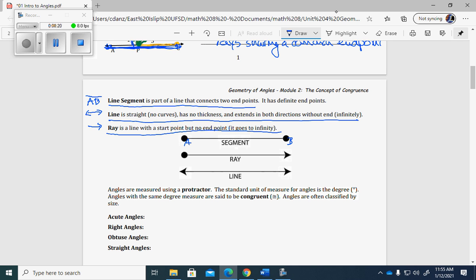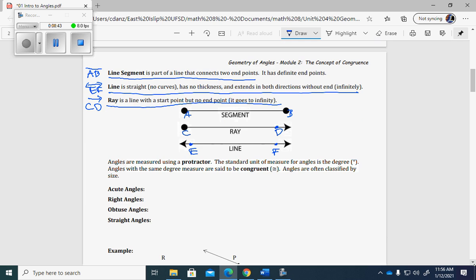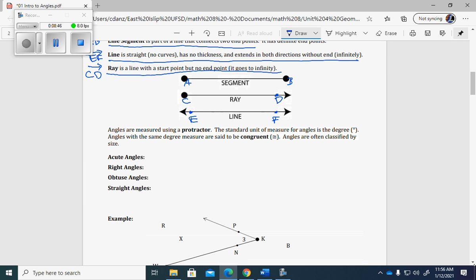If this was ray C, and there's usually a point here, D, I'd call it ray CD. That's my ray symbol with one arrow. And then with a line, there's usually 2 points on it. Maybe it's EF. So I put the EF underneath that line symbol. Other definitions that are on your vocabulary quiz: what does congruent mean? Congruent means the same measure, same degree measure.